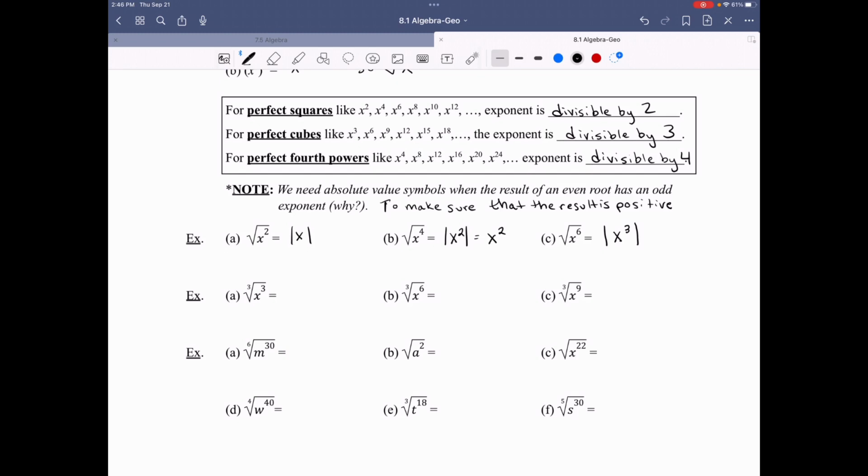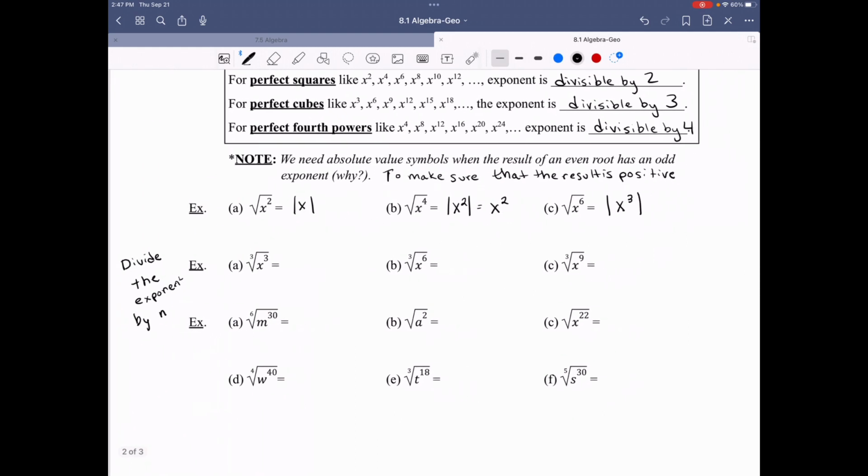But when the n, or the nth root, is an odd number, then we don't need to worry about the absolute value, because the result could possibly be negative. All right, so our trick here is we're going to divide the exponent by n when taking the nth root.